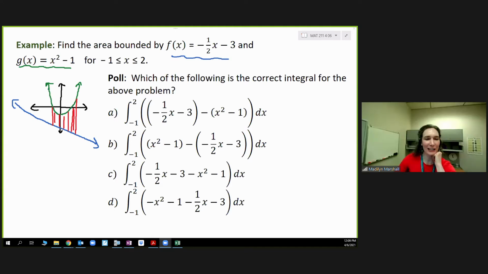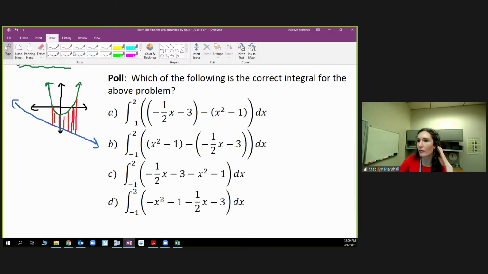So if you haven't answered, you can just take any guess at this point, and I am going to close the poll very shortly. Okay, I am ending the poll. All right, so 69% of people chose option B. Which is correct.